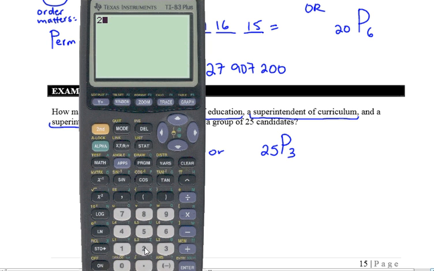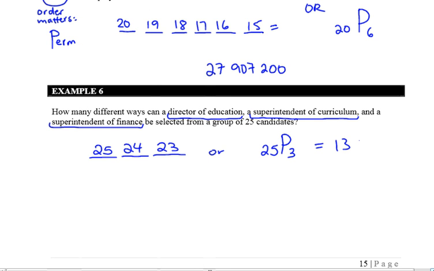Okay, so 25. Where do we get pick? Math. Right arrow is the fastest way. And then down to number 2, enter. Pick 3, 13,800. All right, so turn the page.